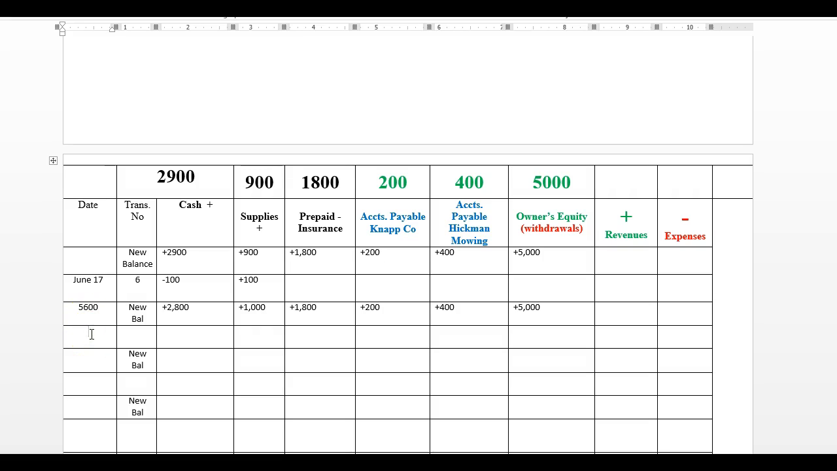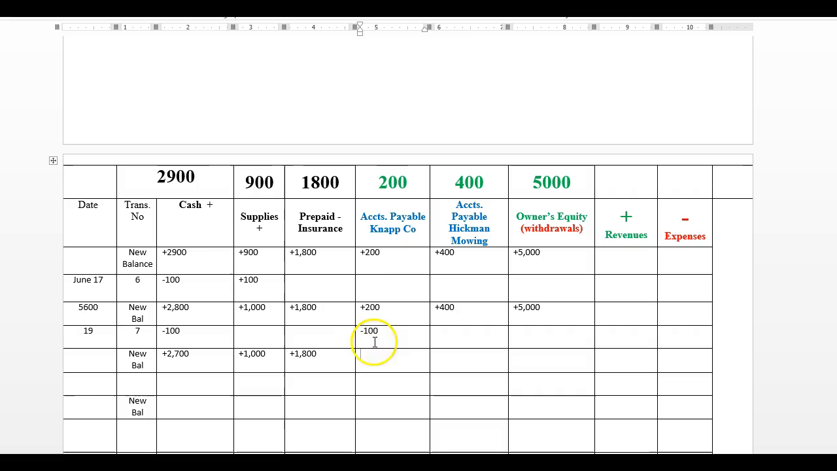Now let's look at our next date for transaction number 7. Transaction number 7 is June 19th. What does the transaction say? Paid cash on account to Knapp. So what two accounts are affected? Knapp and cash. Exactly. We paid cash and we paid on account to Knapp. Now, do we do a new balance to see if we balance? Yes. We take this balance minus what we spent. So right now, our customer has $2,700 in cash. This didn't have anything, so you just bring your balance down. Is it a positive balance? Yes, it is.